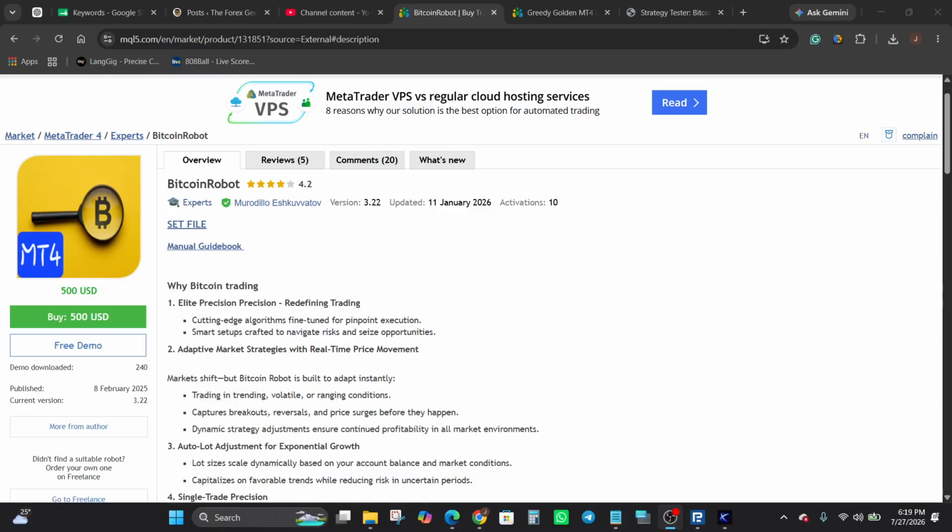So everything shown here is specifically designed for MetaTrader 4. At the time of this review, the EA is priced at $500. It is currently on version 3.22, which was updated on January 11, 2026. And the developer also provides a set file along with a manual guidebook.